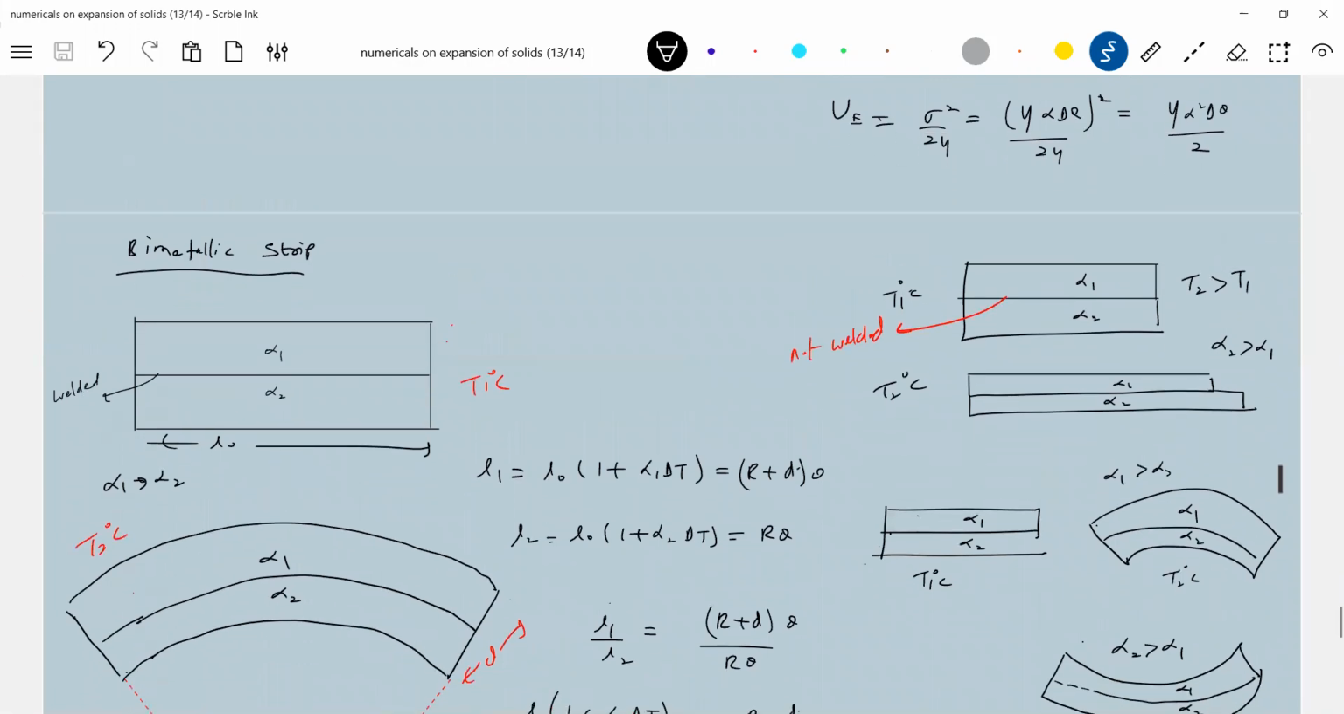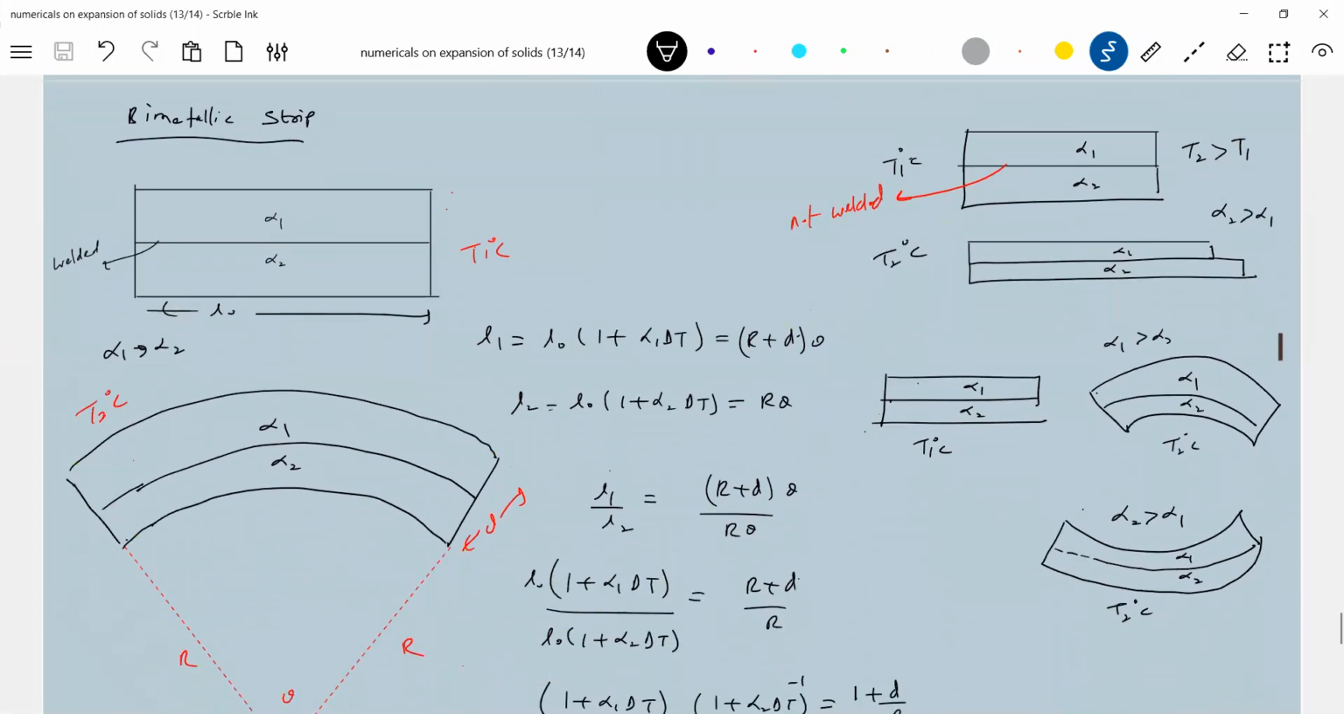What actually, if they're welded, if they're not welded, it will be off like this. Sir, how do I come to know? I think that is some observation. A student must have observation. If they are not welded, this will expand, this will expand. They're free to expand. If they're welded, this wants to expand more, so this will try to oppose. So therefore, it will start bending. Based on alpha 1 greater than alpha 2, the curvature will take place like this.